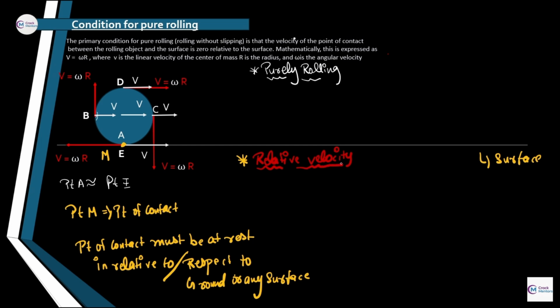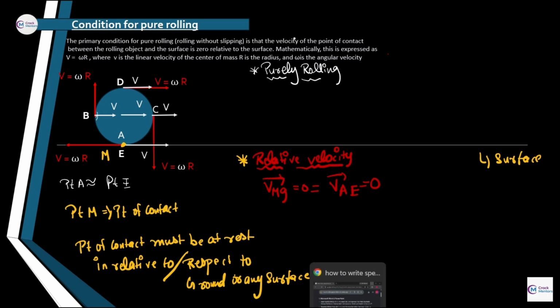Right now I am basically talking about relative velocity. What is relative velocity? The relative velocity of the point of contact with respect to the ground must be zero. This is the condition for pure rolling, as I mentioned here. I have mentioned one more thing: the velocity vector of M with respect to ground is equal to 0, and the velocity vector of A with respect to E is equal to 0. These both are the same thing.